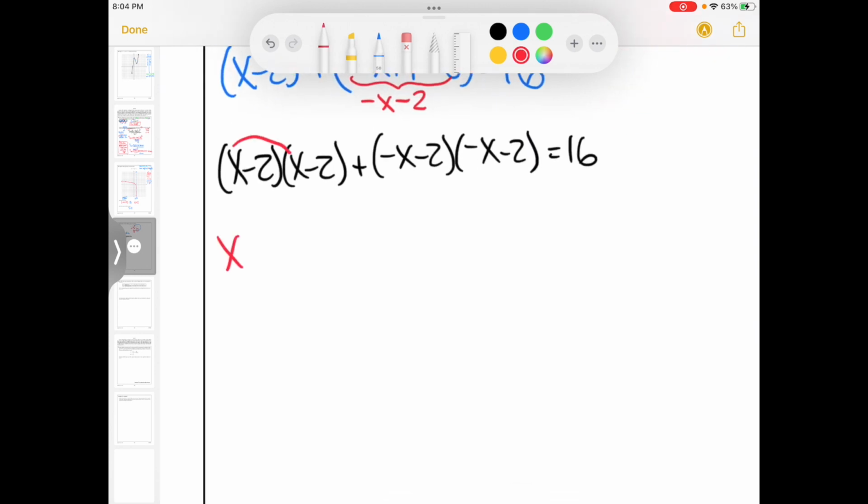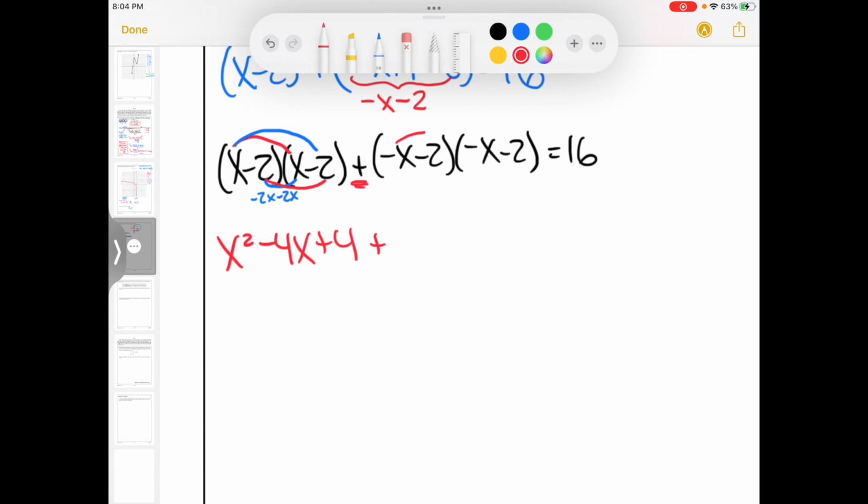Now I have a lot of multiplying to do. Here I go. X times x is x squared. I'm going to do that shortcut for the next step. X times negative 2 is minus 2x. Negative 2 times x is another minus 2x. When I combine them, I get minus 4x. And then negative 2 times negative 2 is a plus 4.